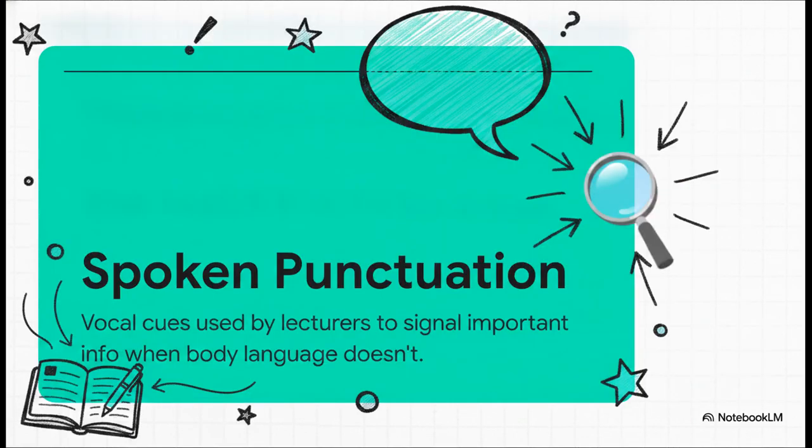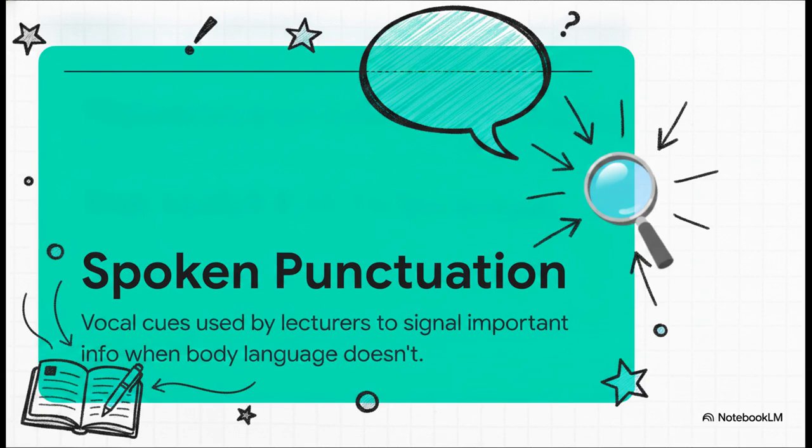But wait, if a lecturer is glued to their podium and isn't using any body language, how on earth do you know what to write down? Enter your new secret weapon, spoken punctuation. By definition, these are the vocal cues that effective speakers use to signal something important when their physical gestures just aren't doing the job. When a speaker is physically rigid, you have to shift 100% of your attention to the nuances of their voice.